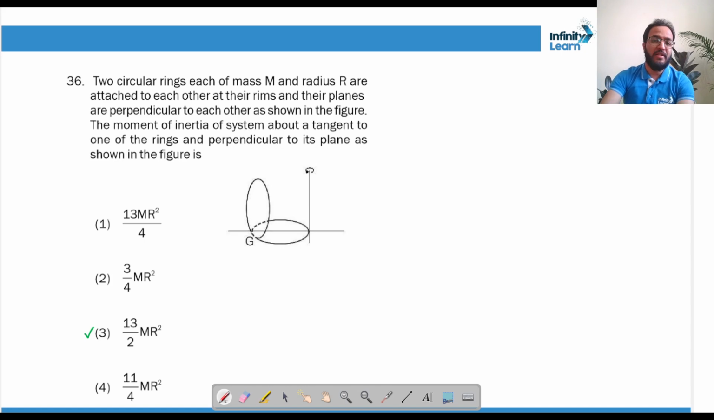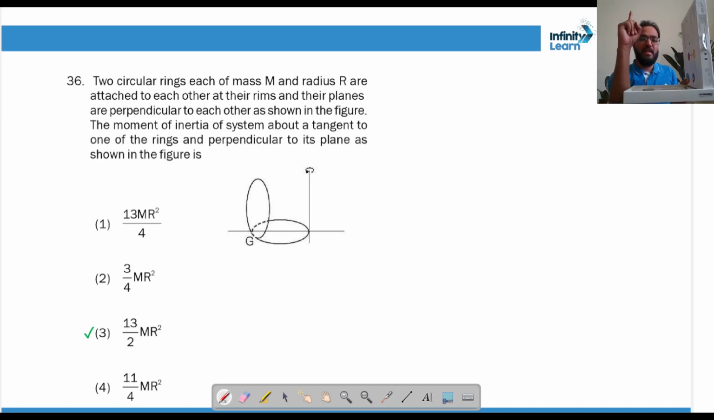Okay. Now this is interesting. They have given that the structure is somewhat like this, that this is one ring and this is another ring placed like this. Can you see that in this question? These are the two rings and this is the axis of rotation, right? So the structure is rotating like this.